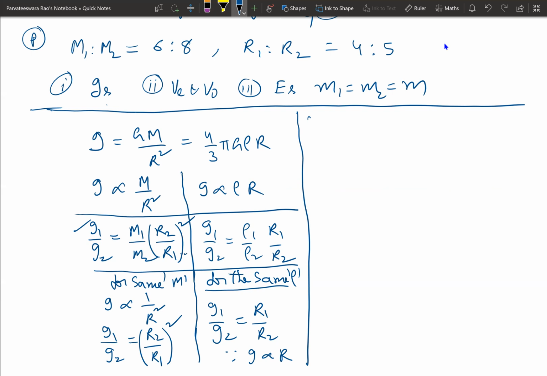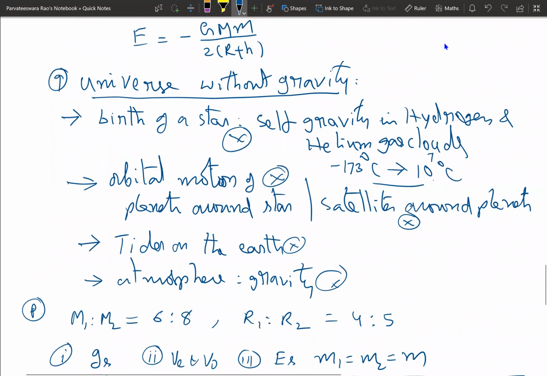Then, escape or orbital velocity varies directly as root of M by R, varies directly as root GR, varies directly as R root rho. Look at the formula.